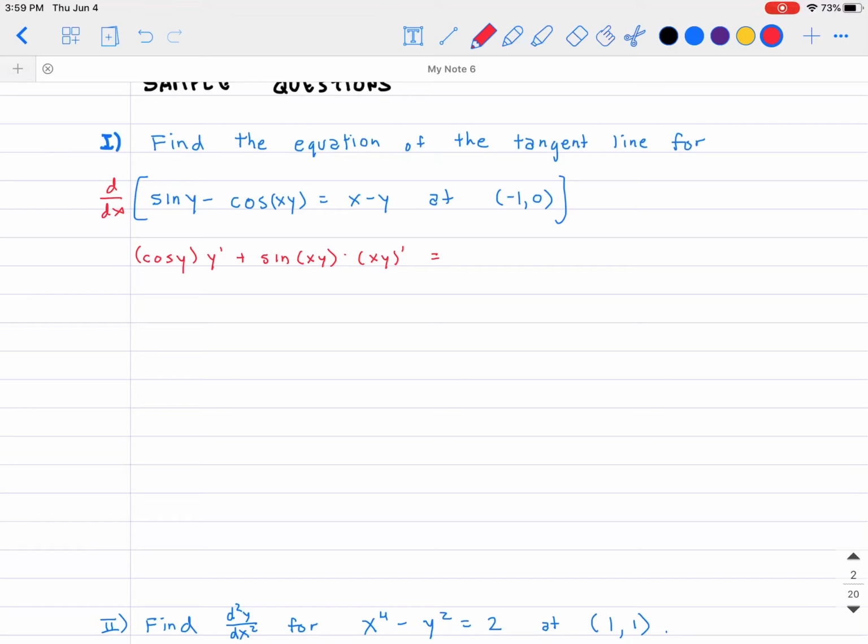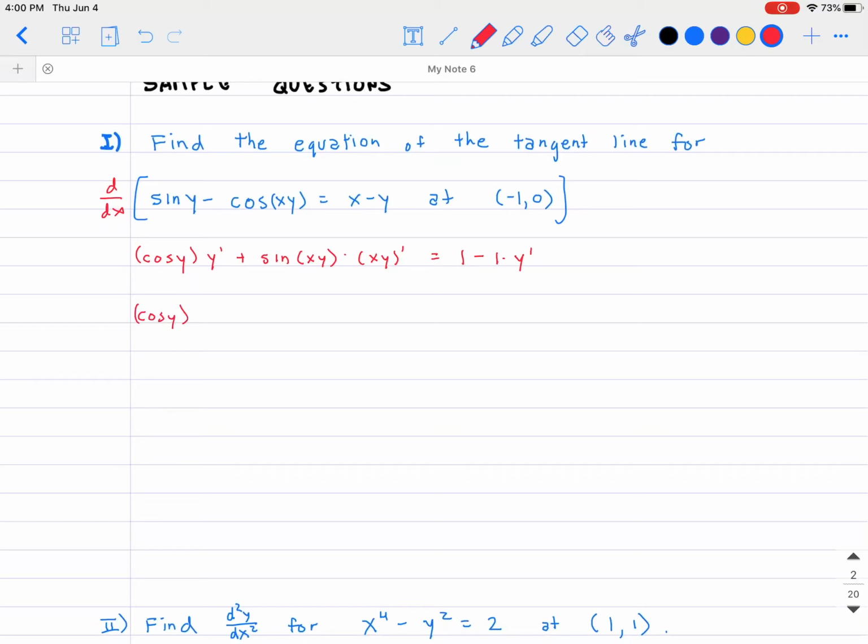For the next part, the right side of the equation, the derivative of x is just equal to 1, minus the derivative of y, which again is just y prime. So technically, you can say the derivative of y is 1 and then multiply by y prime because of the chain rule. So that's what it's supposed to be.